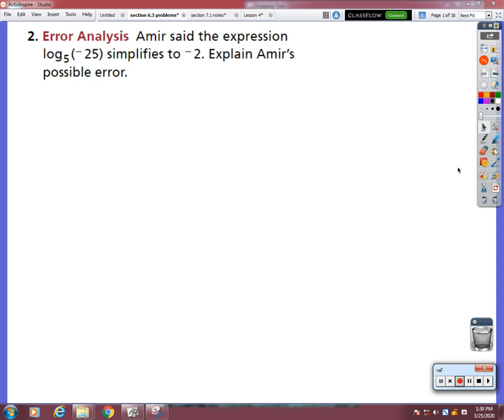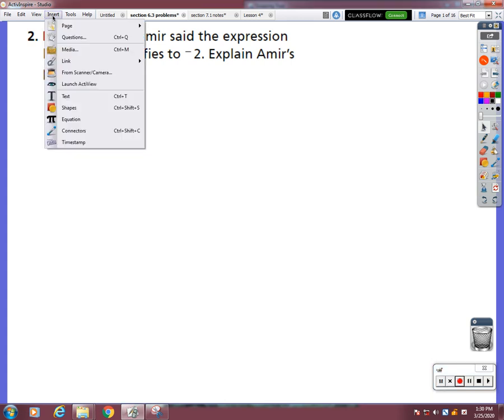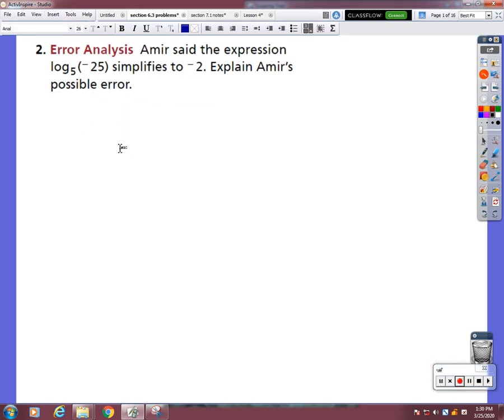Alright, let's work through some problems together. So the first one says, Amir said the expression log base 5 of negative 25 simplifies to negative 2. Explain his possible error. Oh yeah, there's an error, alright.